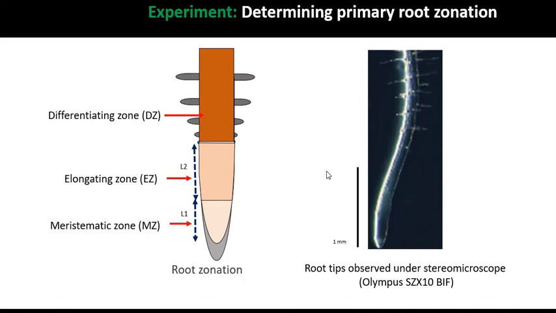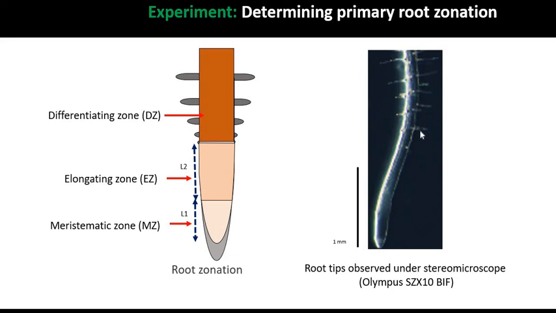Hello everyone, today I'm going to show you how to determine the primary root zonation, that means the length of each zone. As you might know, in the primary root we have a root cap in the end that protects this meristematic zone where the cells divide, and then we have an elongation zone where cells elongate, and then the differentiating zone where the cells are differentiated into different tissues.